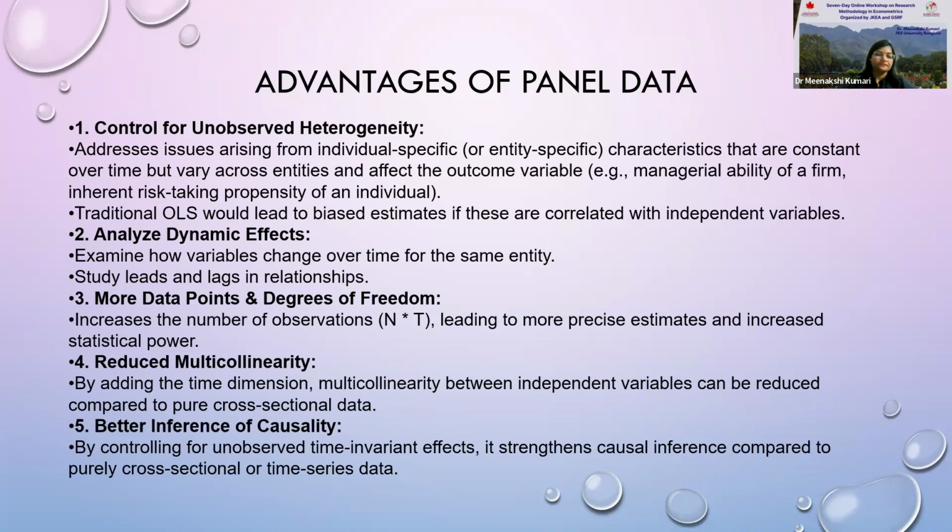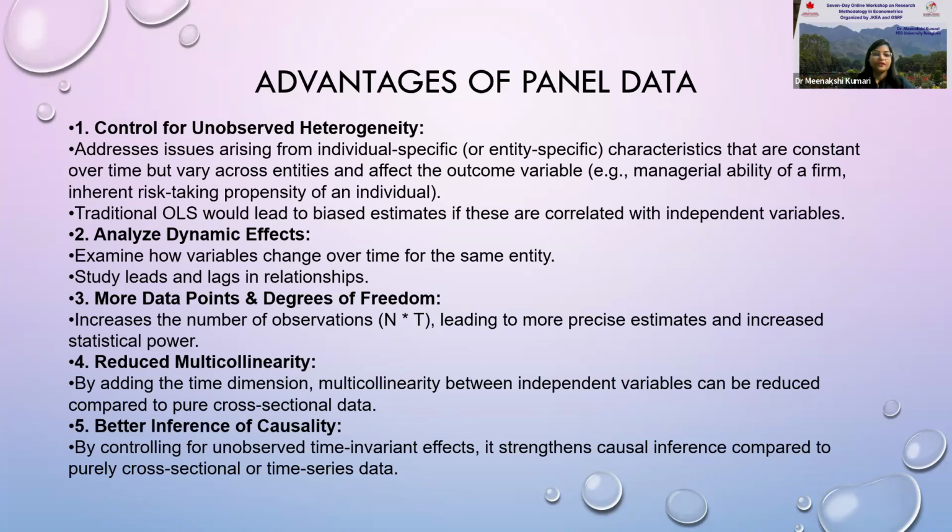This is one thing. And it analyzes dynamic effects, which we've just seen. So it explains how variables change over time for the same entity. Like Yit is there. We are taking a lag of Yit, meaning Yit minus one. Similarly, we can take Xit minus one. If we are taking Xit minus one, we call it an autoregressive term. So that studies leads and lags in relationships.